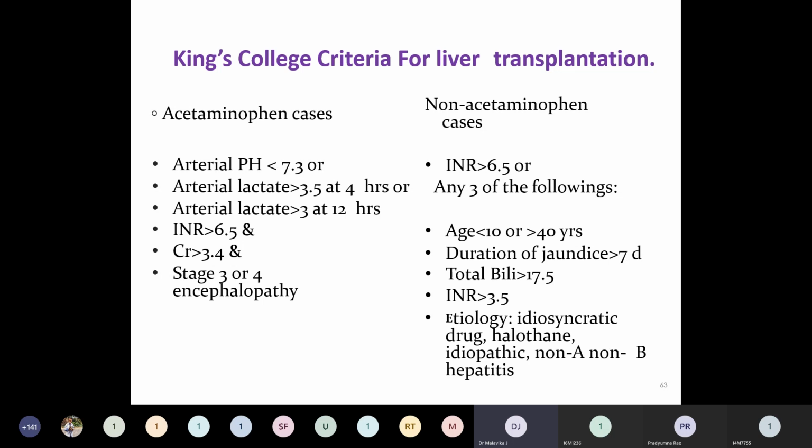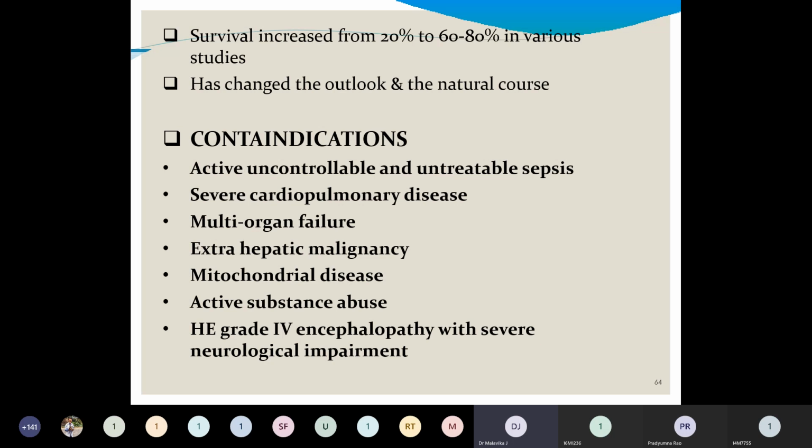Whereas in non-acetaminophen cases, that is other than drug toxicity, if the INR level is more than 6.5, or any of the following criteria: age less than 10 years or more than 40 years, duration of jaundice more than 7 days, total bilirubin more than 17.5 milligram per deciliter, INR more than 3.5, etiology idiosyncratic drug, halothane, idiopathic, non-A non-B hepatitis. So any 3 of the following criteria should be there along with INR more than 6.5 for liver transplantation to occur. Survival increased from 20% to 60 to 80% in various studies, which has changed the outlook and natural course.